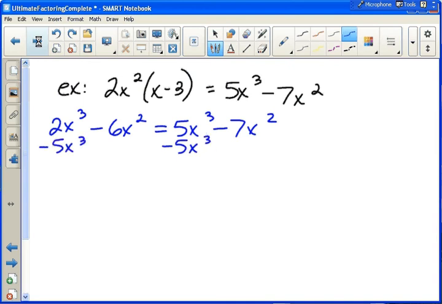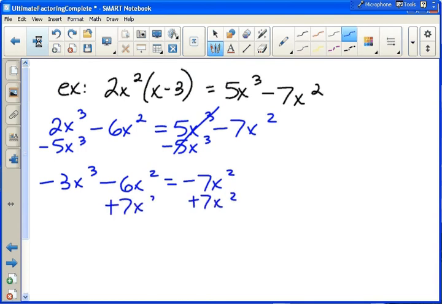And I'll add 7x squared to both sides. That gives me negative 3x cubed plus x squared equals 0. So I've covered step 1. I simplified and I set the equation equal to 0.